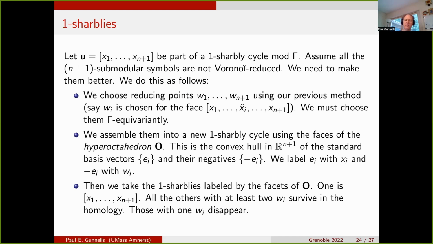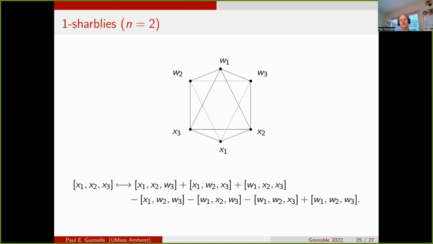Let me show you the picture on the next page of what this looks like when n equals 2. In this case, the hyperoctahedron is just a regular old-fashioned octahedron. I've labeled it as I described. You can see that the triangles there correspond to various one-Sharpleys built out of these x's and w's. If I take the boundary of that octahedron and think about what that is giving me in this complex, it's giving me that the face labeled by the x's is homologous to this sum of 7 things that you see on the other side. That's just a standard computation of a boundary and of a chain.